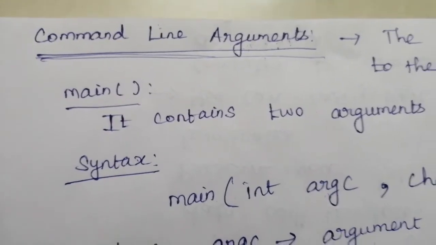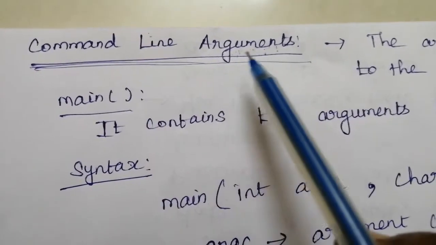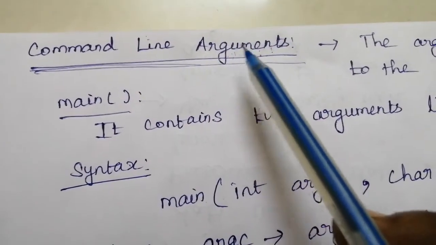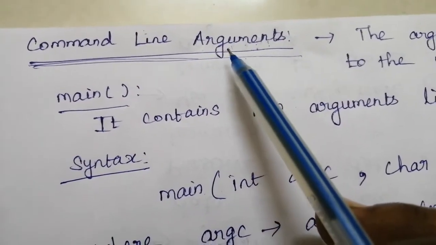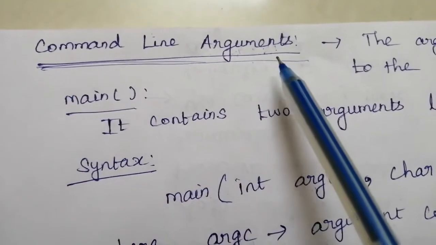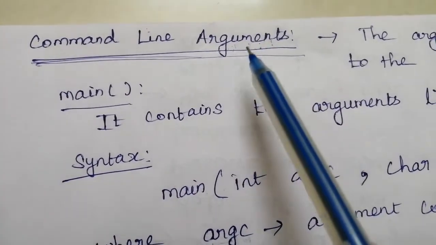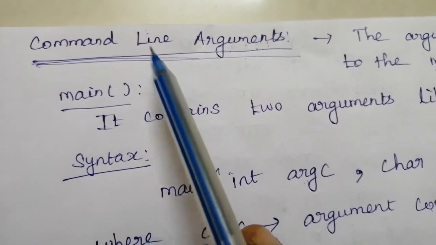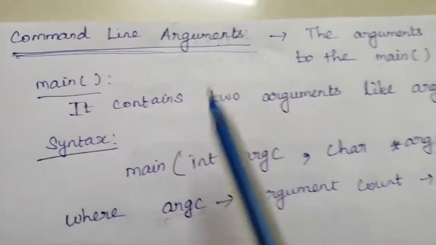Hello students, in this video we will have a discussion about command line arguments. So now what is an argument? An argument is a value which is passed to the function. Now what are command line arguments? The arguments which are passed to the main function from the command prompt are known as command line arguments.